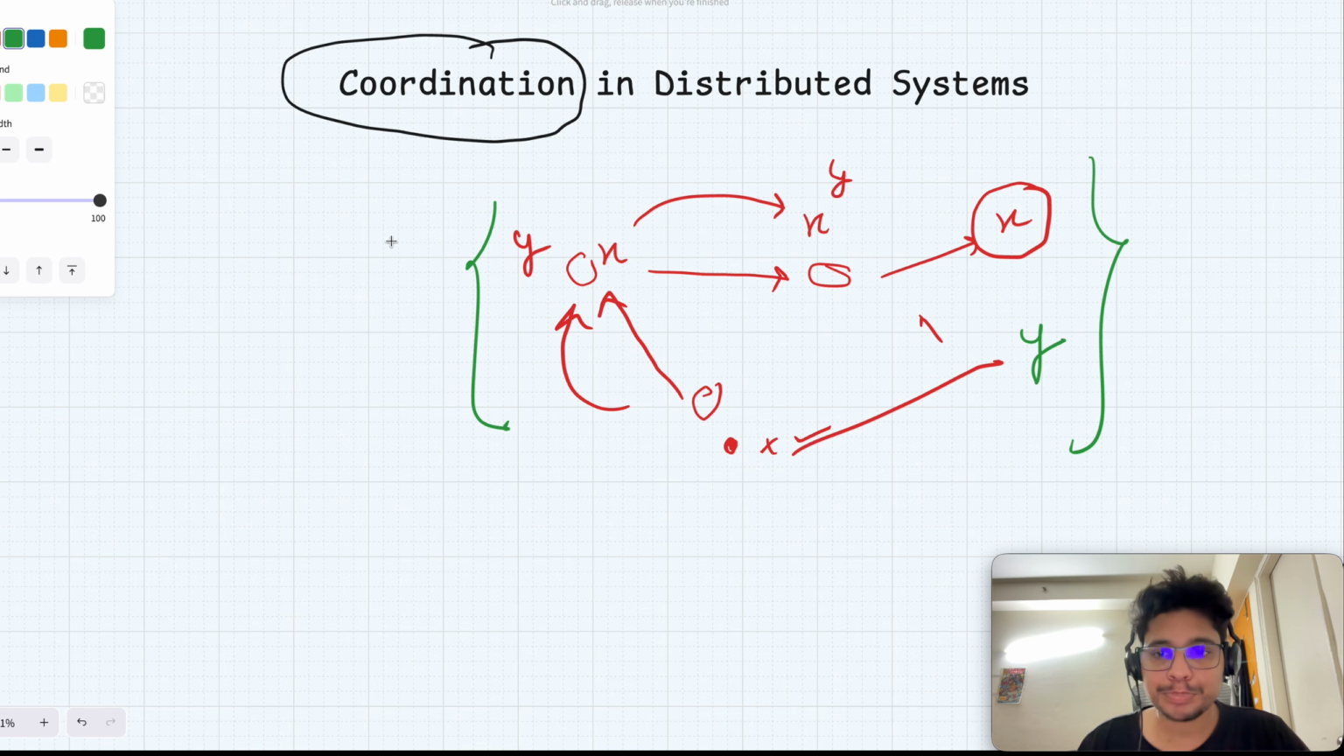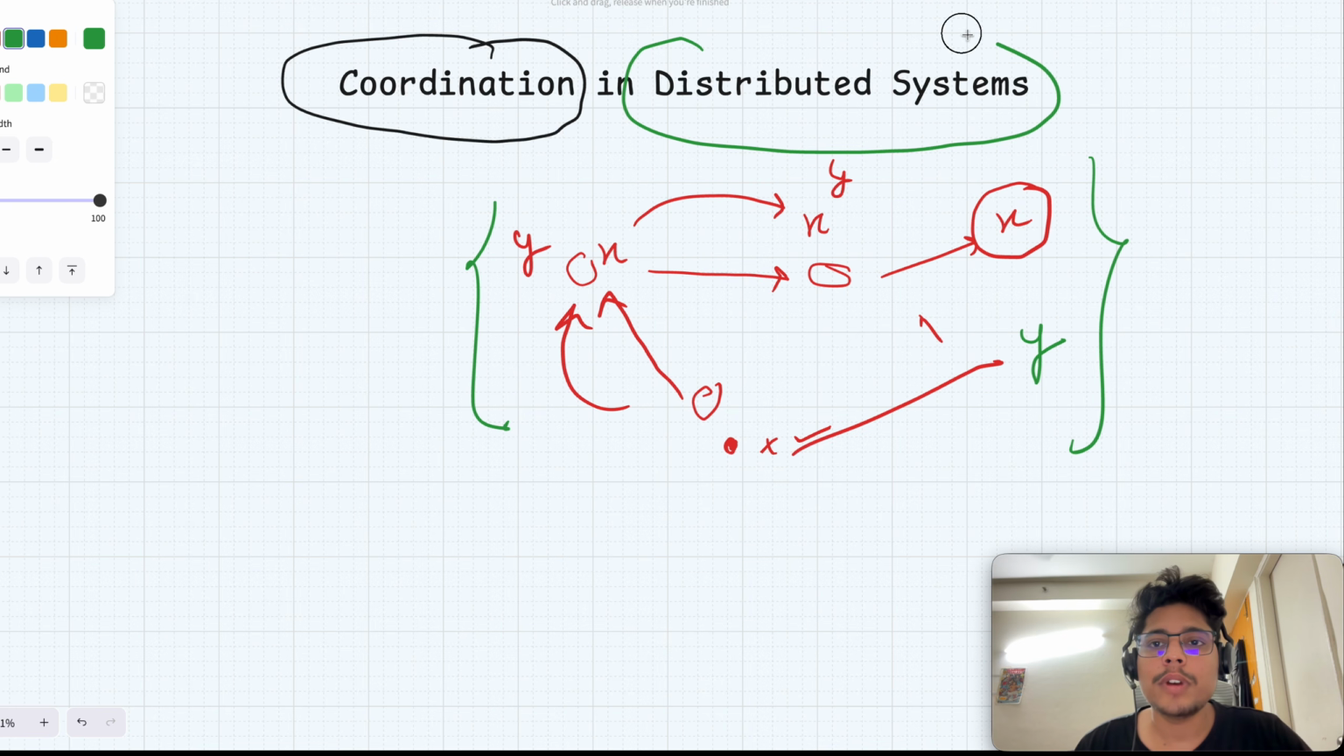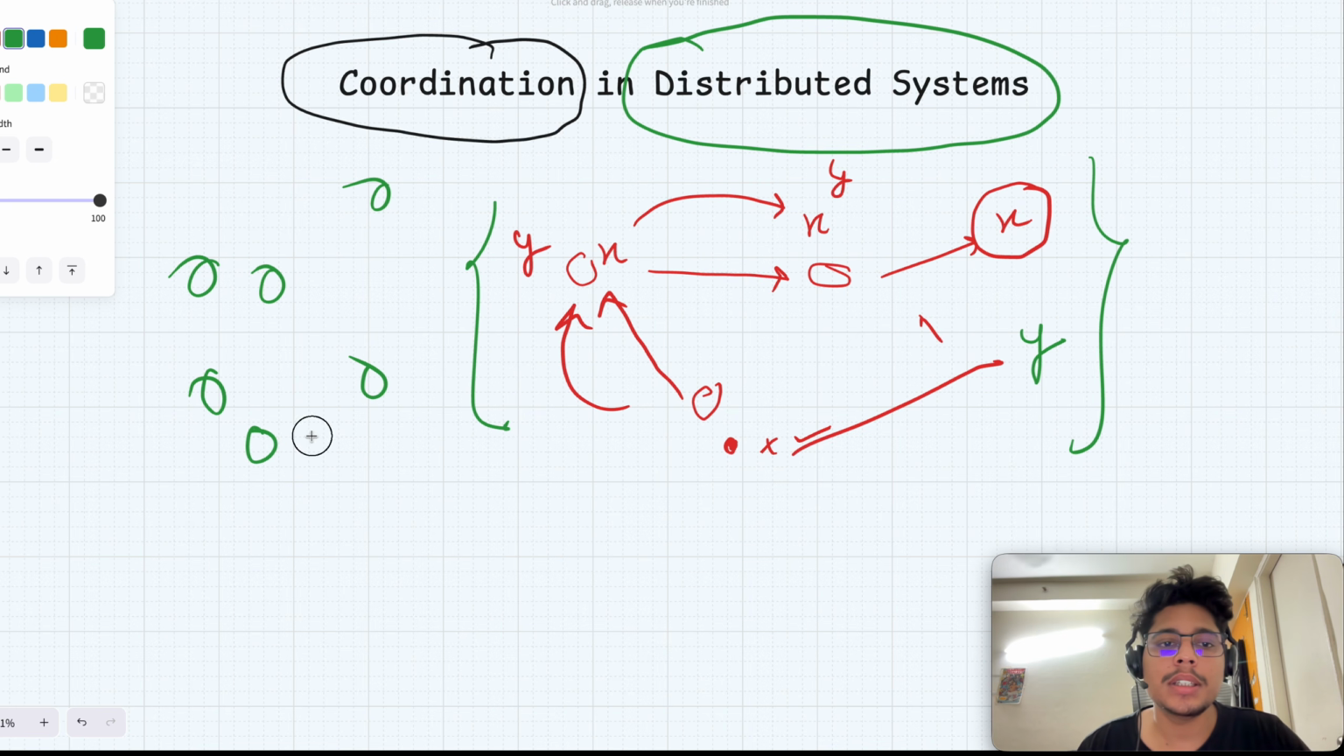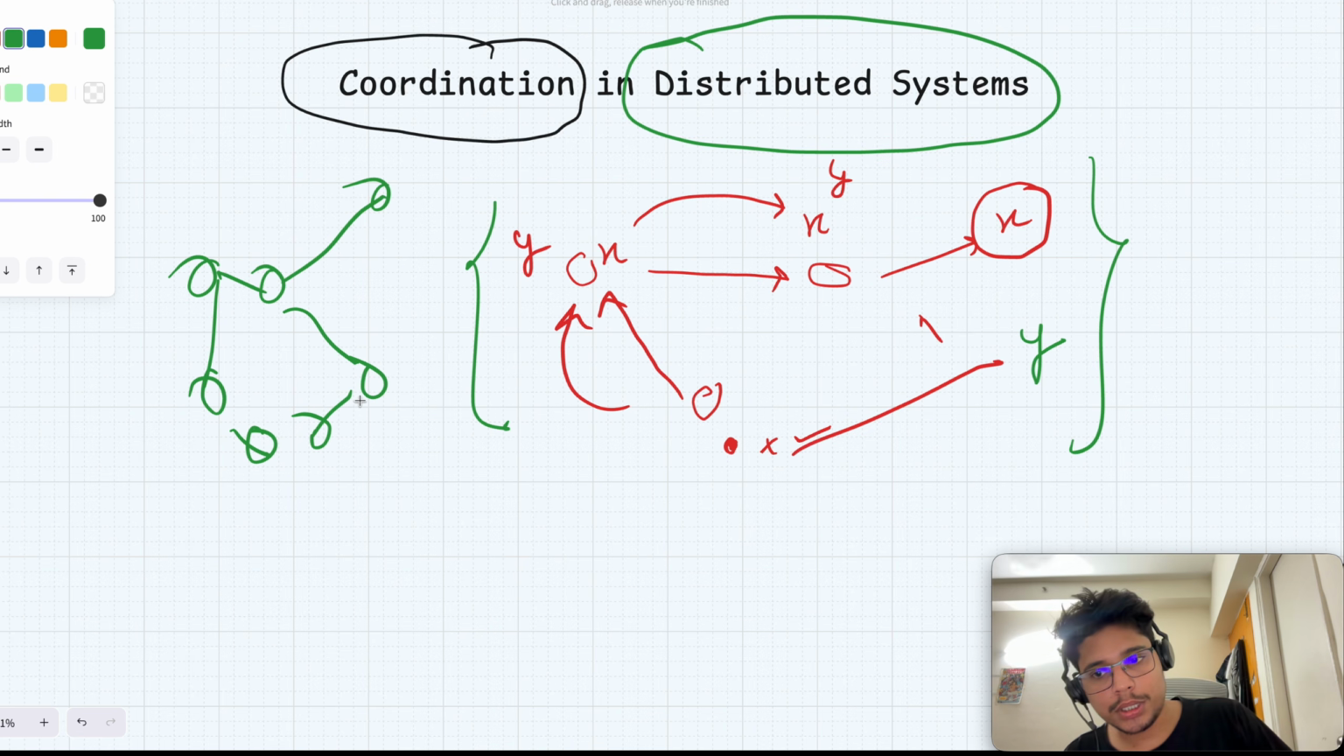Coordination means the way in which we handle things with different people, to coordinate the data and things when we have different people involved in that process. And what is a distributed system? I already explained it to you. When we have multiple servers, multiple dbs, and they are connected to each other and continuously interacting, it's called a distributed system.